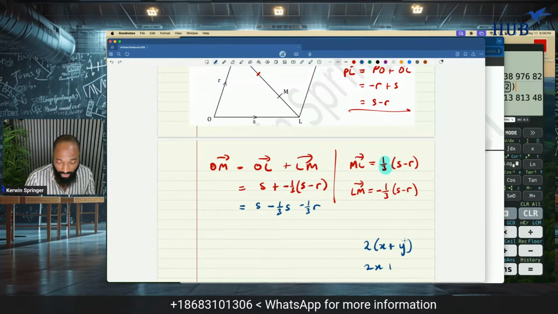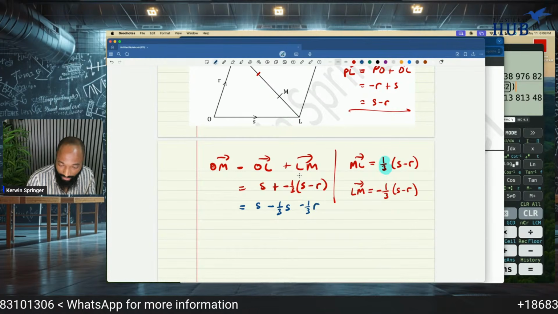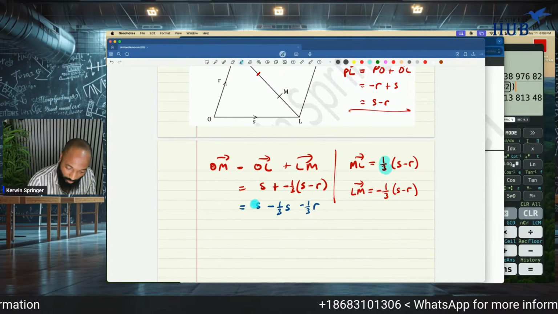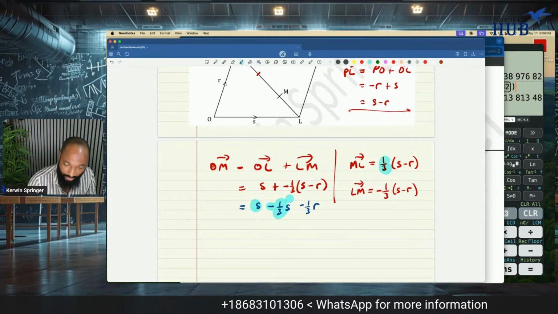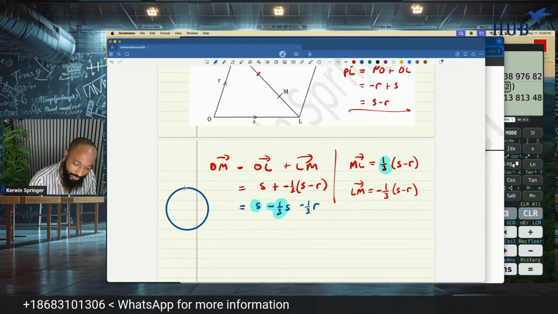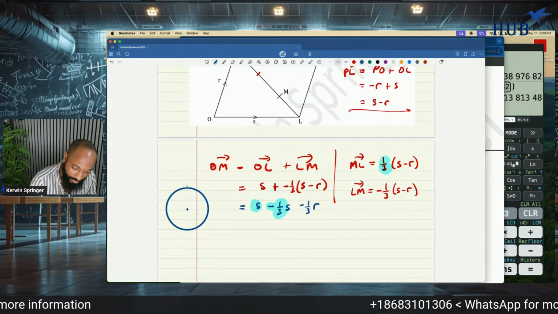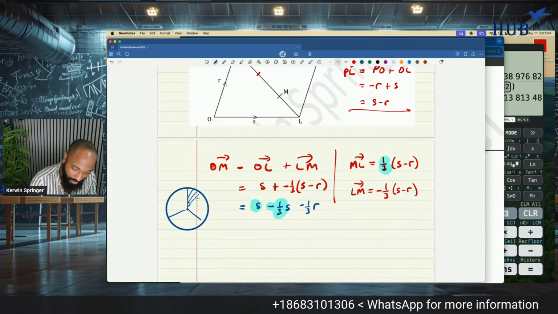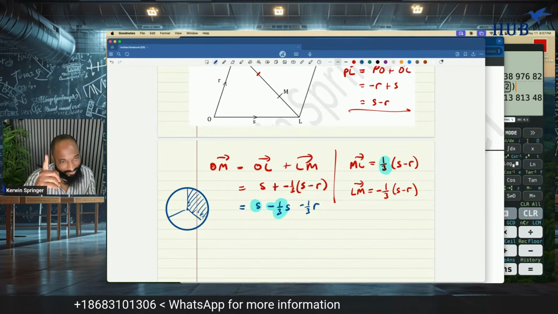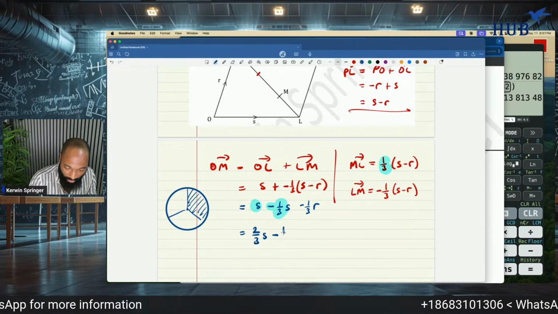You can distribute the fraction too. Hang in there. Just watch out for the signs and the fractions and you're safe. So I just distributed. And then I realized that this is 1 of something minus 1/3 of something. How much would you end up with? Let's bring out the cake. If I have 1s and I take away 1/3, how many thirds of s's do I have left? I have 2/3 s minus 1/3 r.